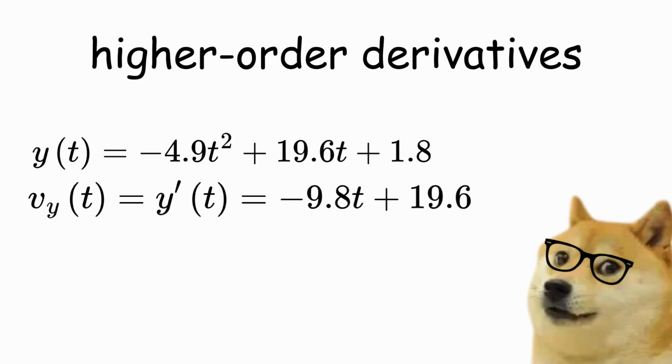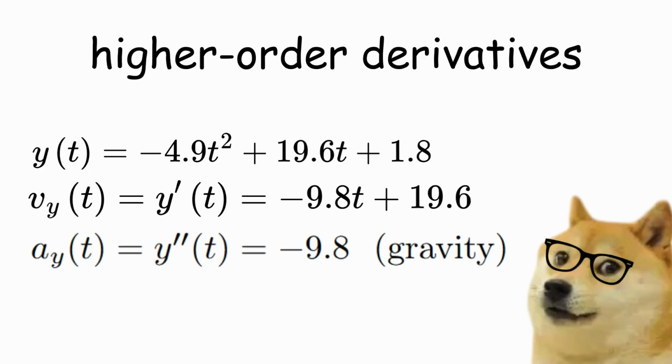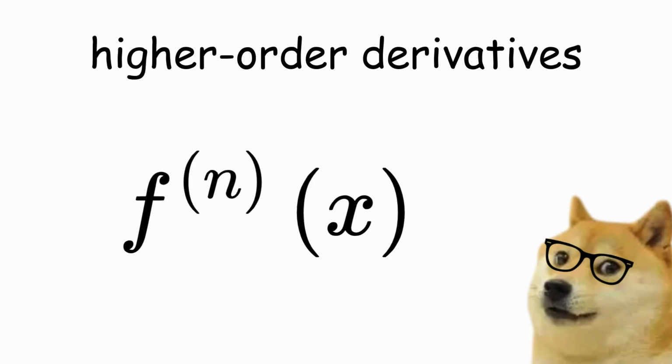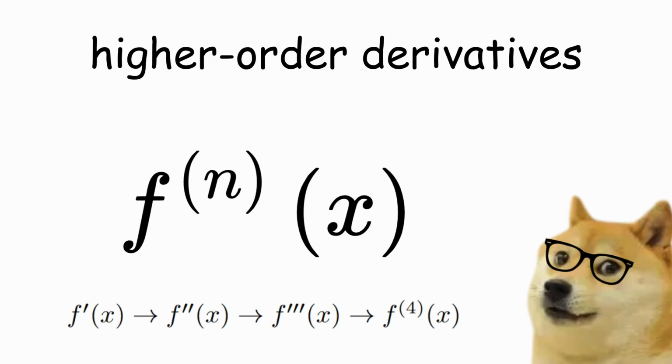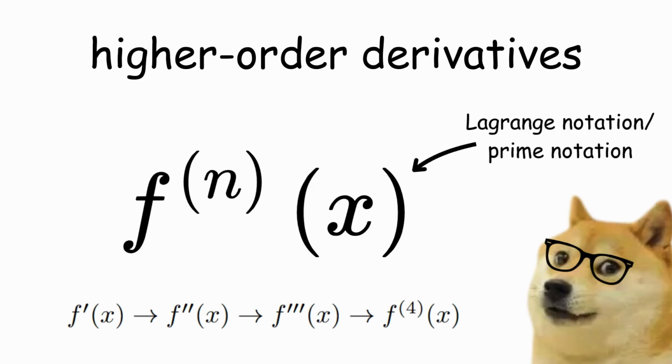But we can also find its vertical acceleration by taking the derivative of that. Mathematically, we would call this the second derivative of y. We can write the nth derivative of a function f like this if it's the fourth or higher derivative. For the first, second, and third derivatives, we just write the appropriate number of prime symbols. This is one way to write it, but we'll be looking at other ways soon enough.